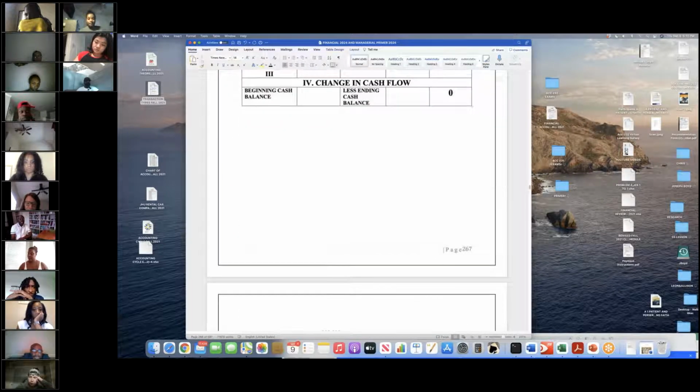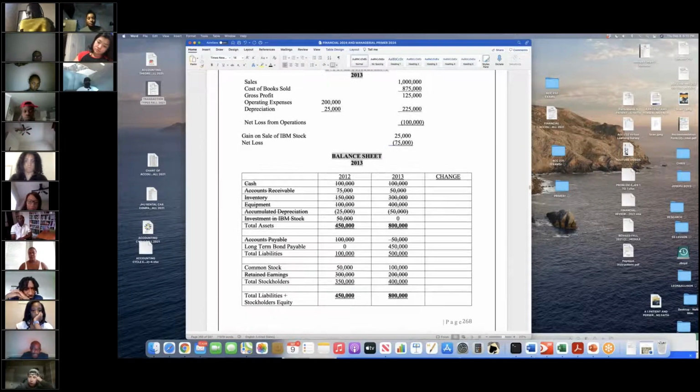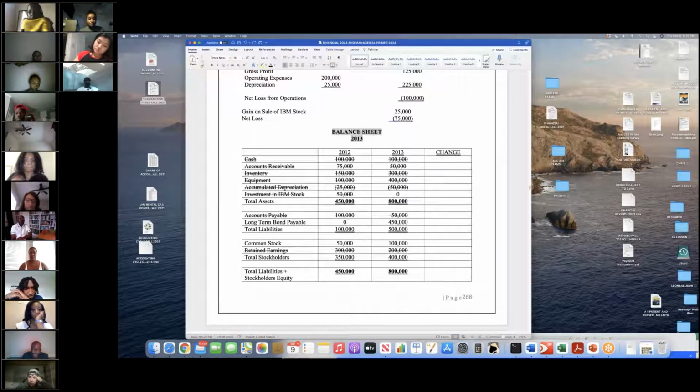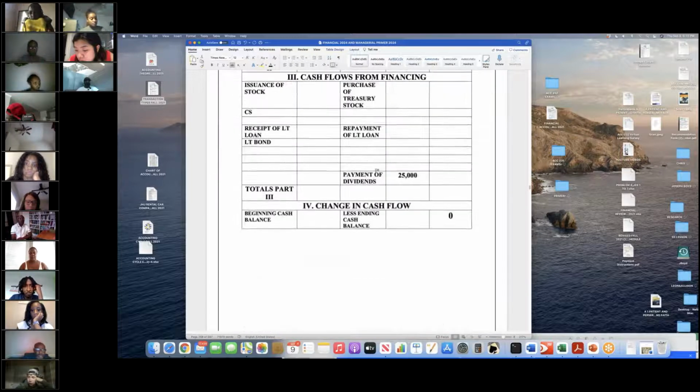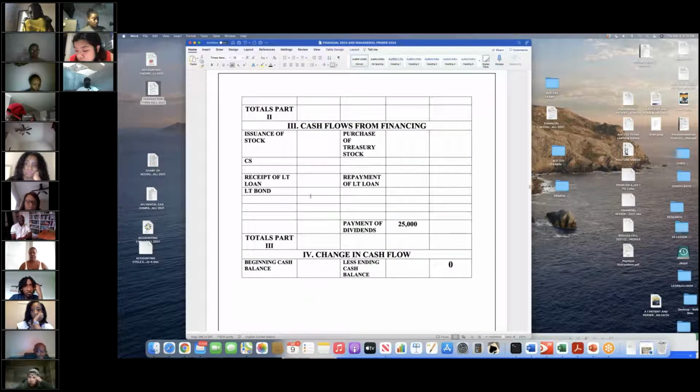Okay, we're getting toward the end. Long-term bond, what did it do? Increased. What part is it going to be in? 3. It's going to be in 3. Source or use? Source. So the long-term bond is going to be in 3 as a source.